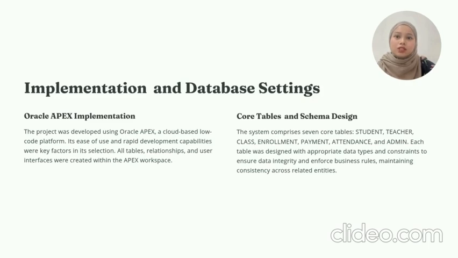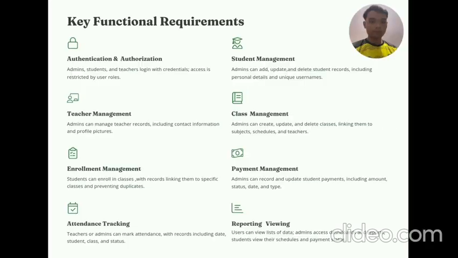Core table and schema design. The system consists of seven core tables, which are student, teacher, class, enrollment, payment, attendance, and admin. Each of these tables was carefully designed with the right data types and constraints to make sure the data remains accurate and consistent. We also applied business rules directly into the schema to help maintain integrity and proper relationships across all entities. Next, I will walk you through the key functional requirements of our system. This represents the core features and actions that users can perform depending on their roles.